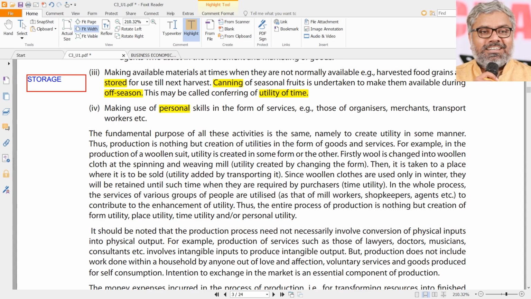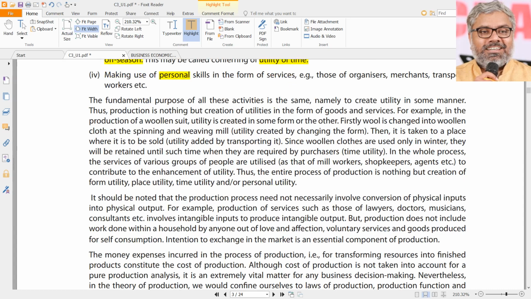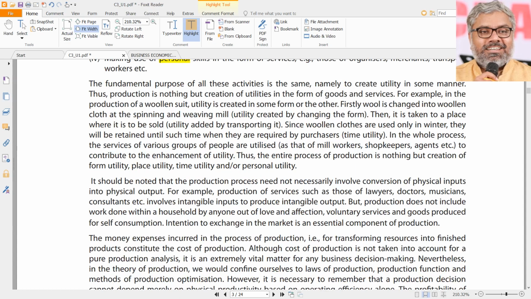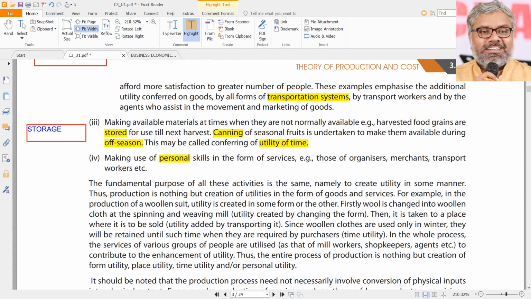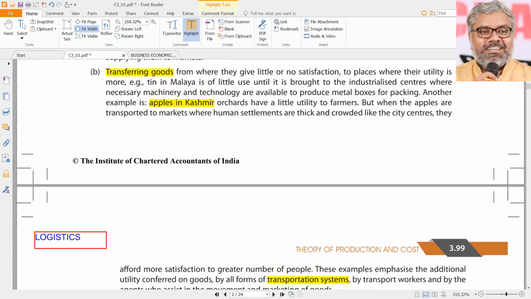Either it will be passed on to his own generations or to the entire society, irrespective of whether it is free or costly. That doesn't matter. Ultimately, the knowledge of the people which they have earned through this production process will be of great help to the society also. That also has to be understood. These are the utilities that the production process creates.